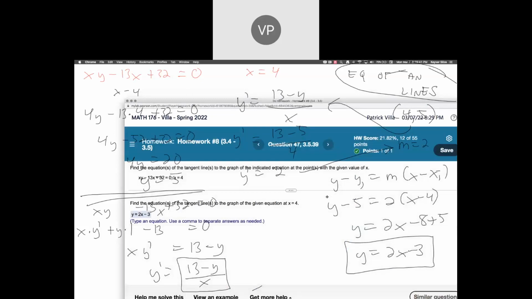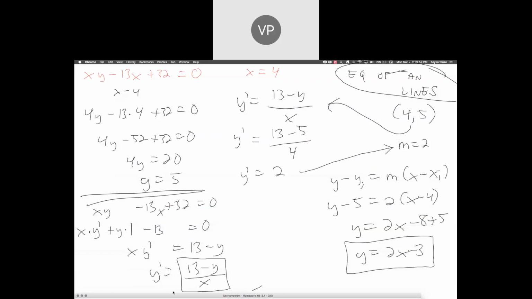Now, sometimes they're going to ask for the derivative. Sometimes they're going to say, what's the slope of the tangent line at that point? Sometimes, like here, they want the equation. So you have to know what they're asking for so you know what to shoot for. Just kind of work backwards here.